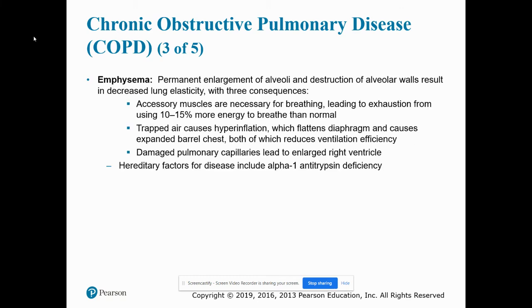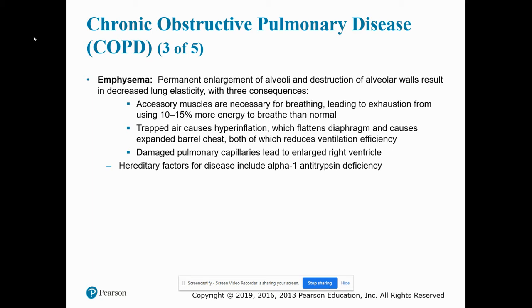We're going to talk about emphysema. So with emphysema, there is a permanent enlargement of the alveoli and destruction of the alveolar walls. This is going to result in a decrease in lung elasticity, and then there are three consequences. The first is that the individual has to use their accessory muscles to breathe. And this means that in addition to using the diaphragm and the external intercostals, the individual also has to use their scalenes, their sternocleidomastoids, and this is going to cause the person to become exhausted because they're going to use 10 to 15% more energy to breathe than normal.